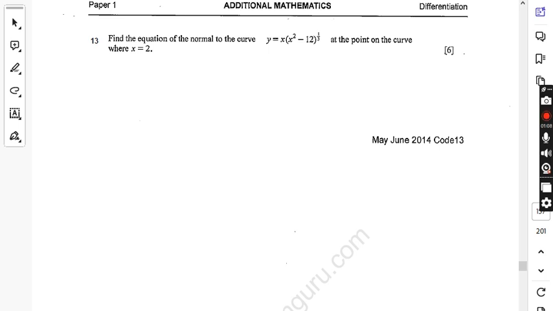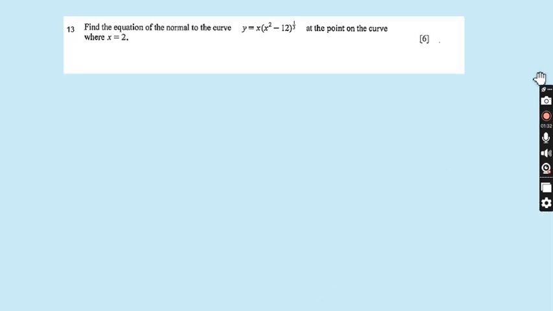Let's do question number 13. Find the equation of the normal to the curve y equals x times (x squared minus 12) to the power 1 upon 3 at the point on the curve where x is equal to 2. This paper came in May-June 2014, paper 1-3. Very easy. We have to find the equation of the normal.